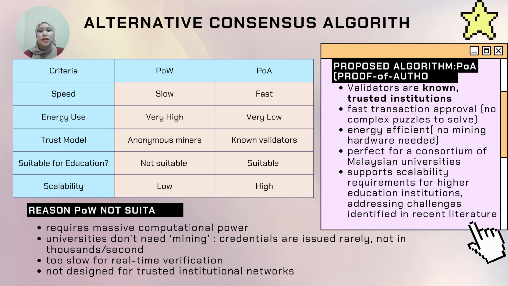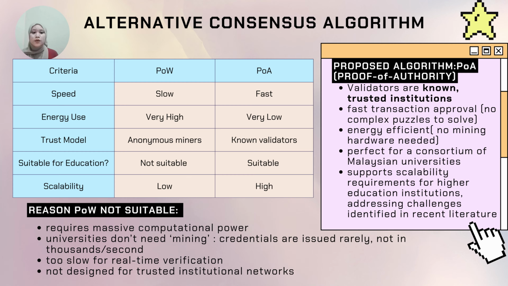Now, let's talk about the consensus mechanism, specifically why proof of work is not suitable for this use case and what I'm proposing instead. So, proof of work, which is what Bitcoin uses, requires massive computational power to solve complex mathematical puzzles. Universities are not cryptocurrency miners. Credentials are issued maybe once or twice a year per student, not thousands of times per second. So, proof of work is way too slow, way too energy intensive, and it's simply not designed for a trusted institutional network like this.